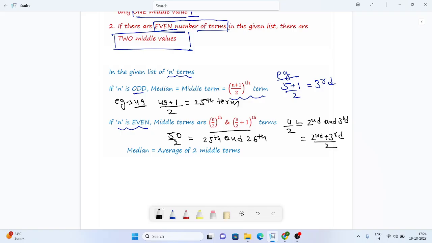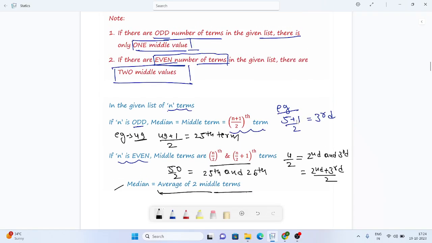Okay, so for the median, first you find the middle terms and then the median is the average of these two middle terms. So please note it down, this note and all this, then we move forward.